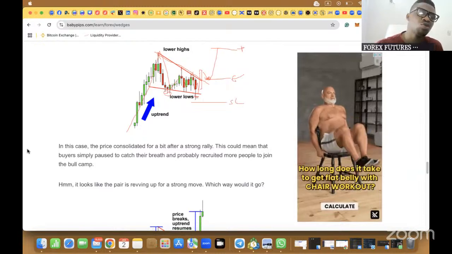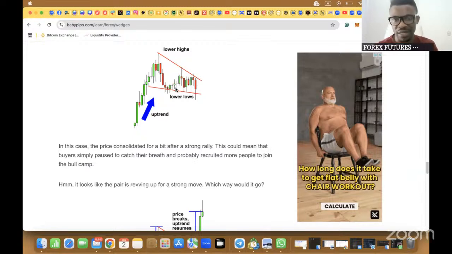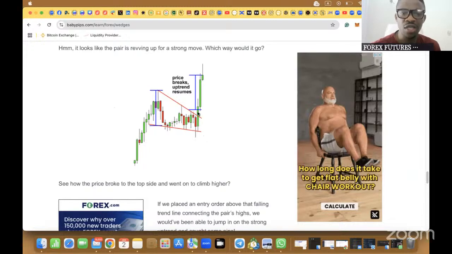So this is how to trade the falling wedge, the best way to trade the falling wedge. And the best falling wedge that gives you the high probability is this particular one, not the other ones. This is what I've just said.